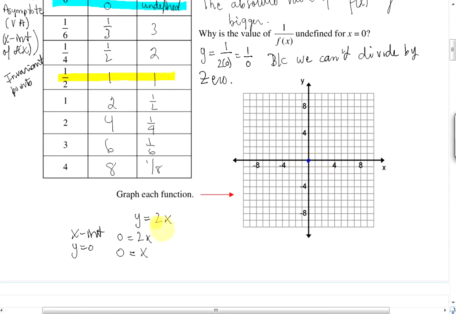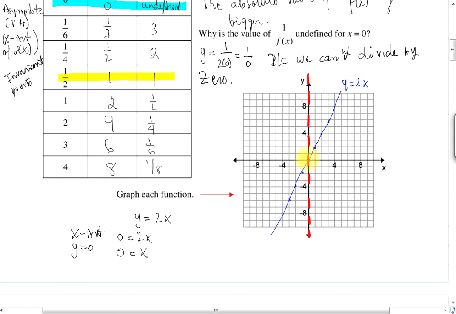And take a look, our slope is 2. So we're going to go up 2 and to the right 1, and so on, and then down 2 and 1 to the left, down 2 and 1 to the left, and we get this. So this is y equals 2x. Then we identify our x-intercept, which is right here at the origin, and this is where our vertical asymptote is going to go. That's where our reciprocal function is undefined, so we put in a dotted line through there.